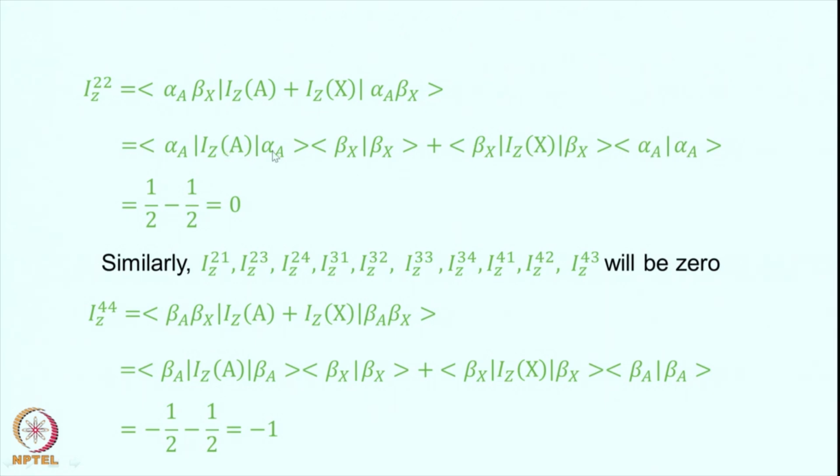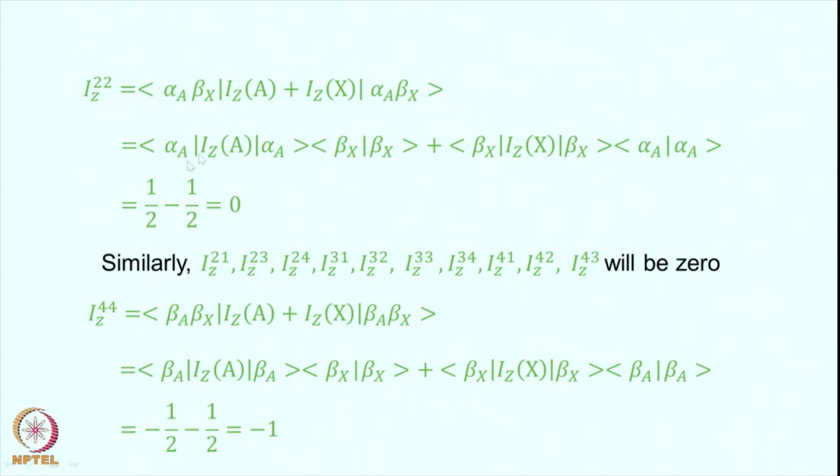Iza on alpha A gives me half, and this is 1, alpha A is 1, and therefore I get a half here. Now what do I get here? Izx operating on beta x gives me minus half beta x, and beta x is 1, alpha A is 1, therefore I get a minus half. These two terms will then cancel, I will have a 0 here. So therefore the second term 2 2 will be 0.